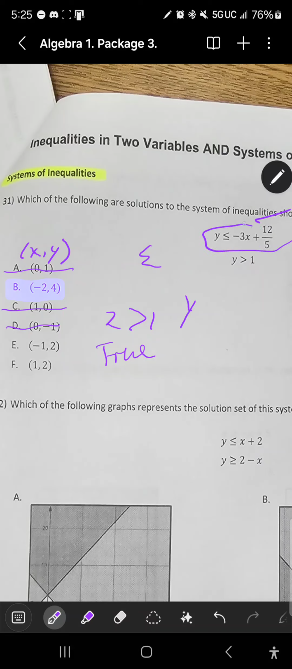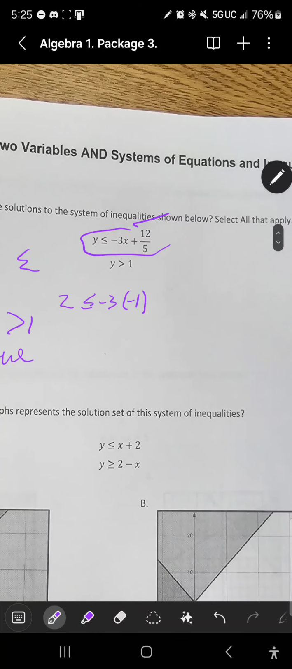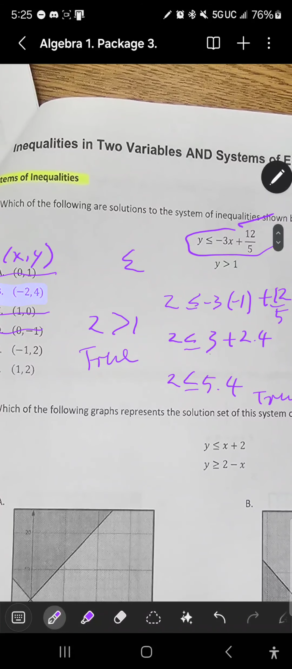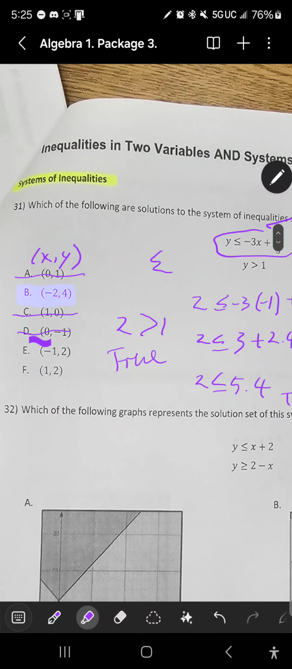The upper one. So y, which is 2, less than or equal to negative 3 times negative 1 plus 12 over 5. So 2 less than or equal to positive 3 plus 2.4. 2 less than or equal to 5.4. This is true. 5.4 is greater than 2, so we are fine with that one. It is one of our answers.